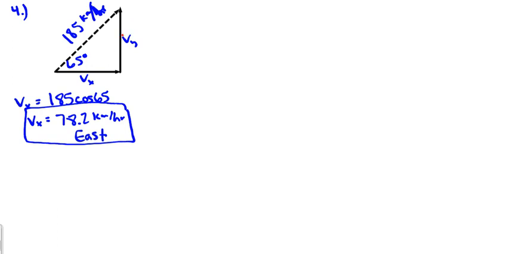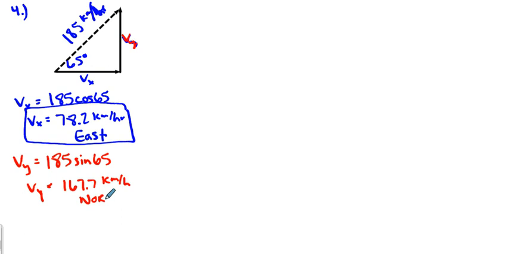Next part, I'll do Vy. I'll do the y's in red. Once you start to notice the pattern here, when you have cosine for the first one, the next one is going to be sine. Same numbers, just with sine. So the y component of that velocity, 185 sine of 65, is 167.7 kilometers per hour, and it is towards the north.